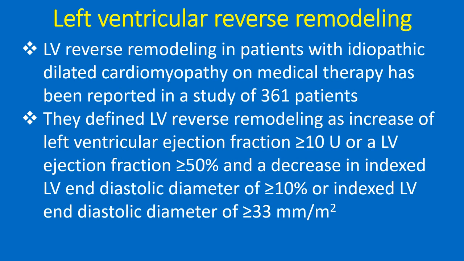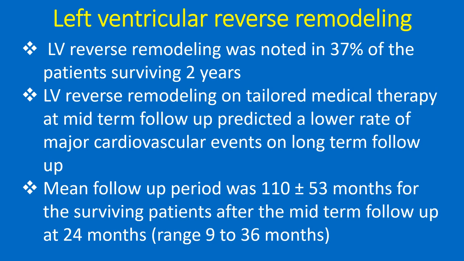Left ventricular reverse remodeling in patients with idiopathic dilated cardiomyopathy on medical therapy has been reported in a study of 361 patients. They defined LV reverse remodeling as increase of LV ejection fraction more than or equal to 10 units, or a LV ejection fraction more than or equal to 50%, and a decrease in indexed LV end-diastolic diameter of more than or equal to 10%, or indexed LV end-diastolic diameter of less than or equal to 33 mm per meter squared. LV reverse remodeling was noted in 37% of the patients surviving 2 years.